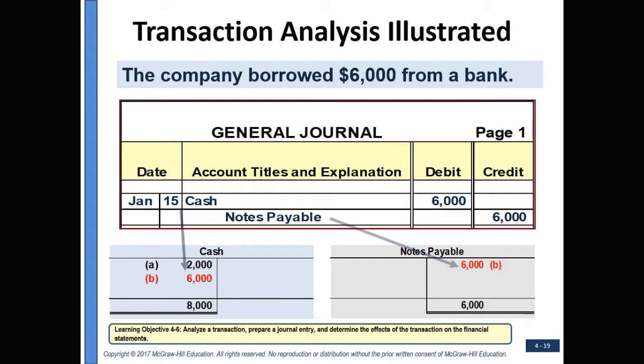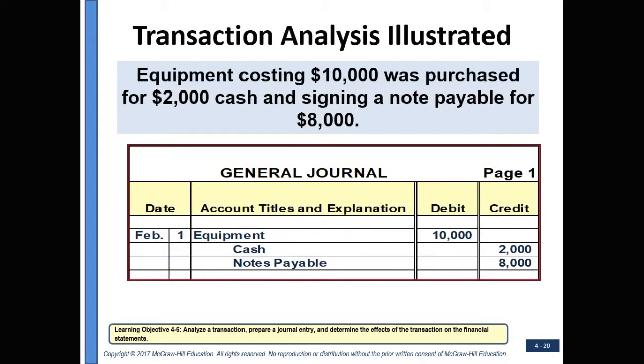Moving forward to transaction C, on February 1st, equipment costing $10,000 was purchased for $2,000 cash and signing a note payable for $8,000. This is a little bit more of a complex transaction because we're not just dealing with two accounts. We purchased equipment, increased. We paid partially cash, and then we also signed a notes payable. So there are three different accounts at play.